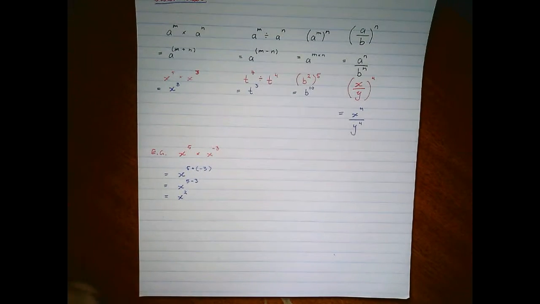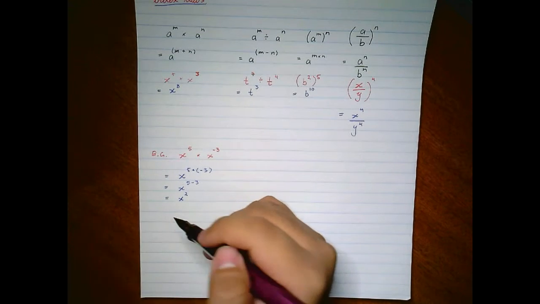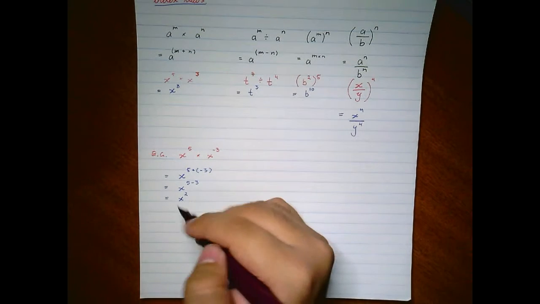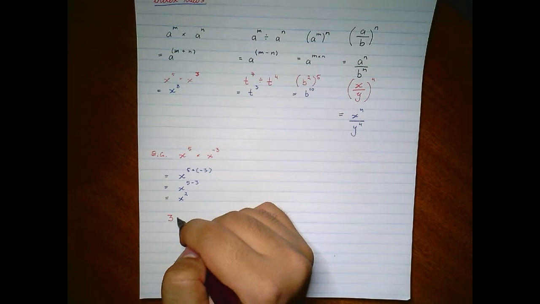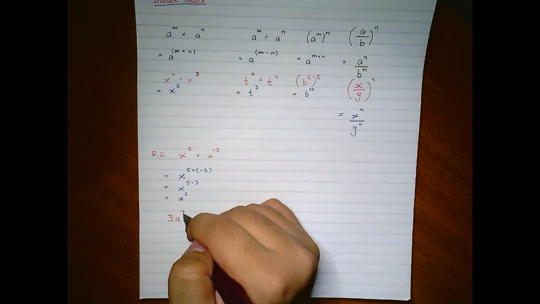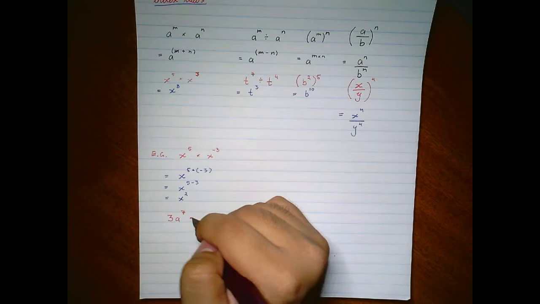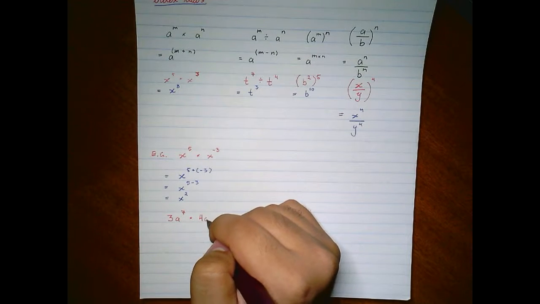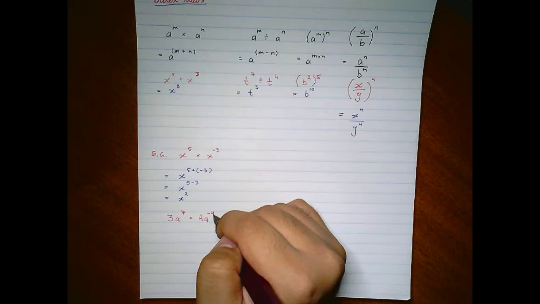Okay, and we'll do another example. We'll go straight to the more complicated one now. We have 3a to the 7 times 4a to the power of -4.